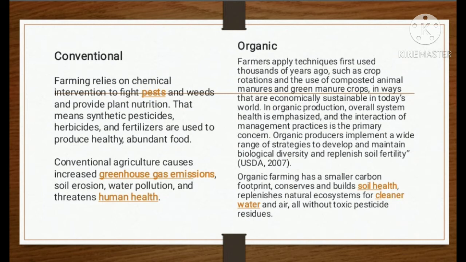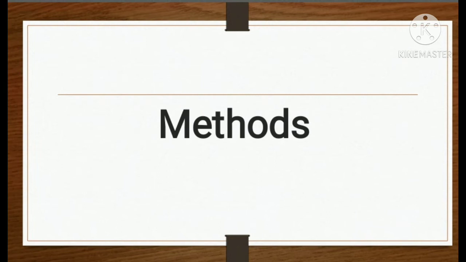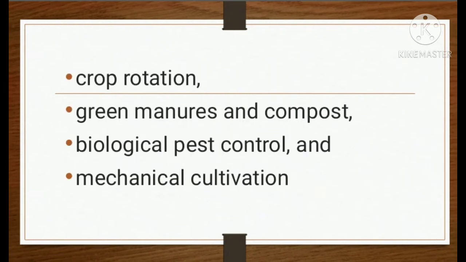Organic farming has a smaller carbon footprint, conserves and builds soil health, replenishes natural ecosystems for cleaner water and air, and all without toxic pesticide residues. So, here are the methods used in organic agriculture. These are crop rotation, green manures and compost, biological pest control, and mechanical cultivation.